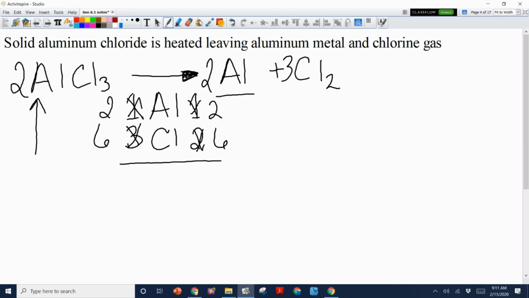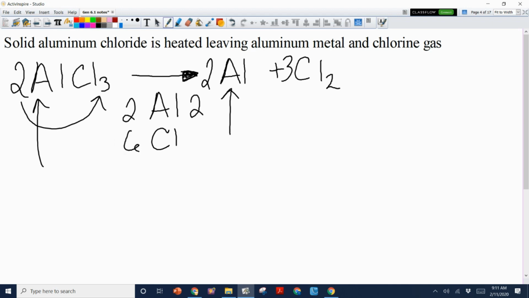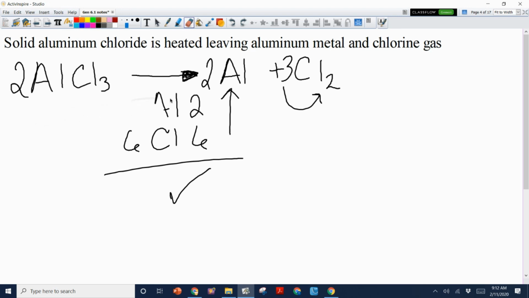All right, and so what you need to do before you say, okay, this is balanced, is go back and check one final time to make sure that everything is okay. So I have 2 aluminum on this side, and I have 2 on this side. I've got 6 chlorines on this side, and I've got 6 chlorines on this side. That is what we call a balanced chemical equation. So let me get all of this out of here.